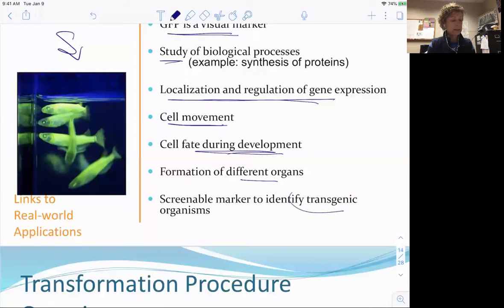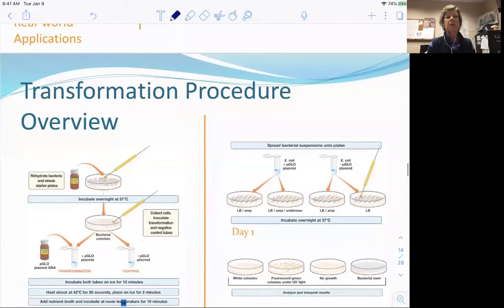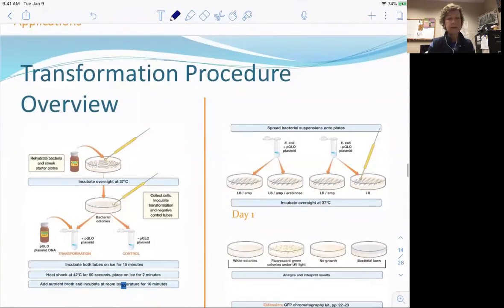And then the whole idea is looking at transgenics. So ones that we put an extra gene in, we can actually identify where that gene is localized. So I'm going to stop at this point, but the next thing we'll talk about is what we're going to do in lab in the transformation and looking at P-glow in bacteria then.